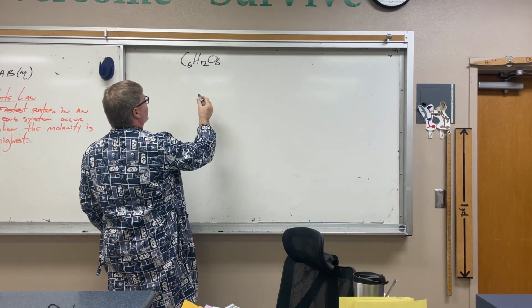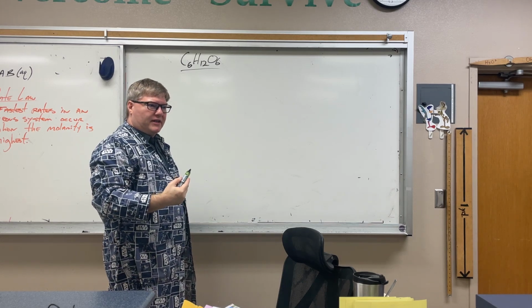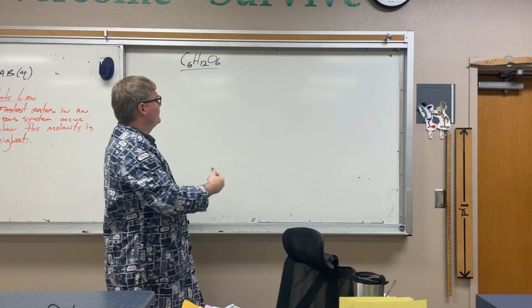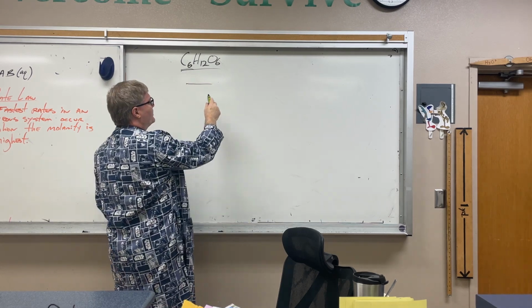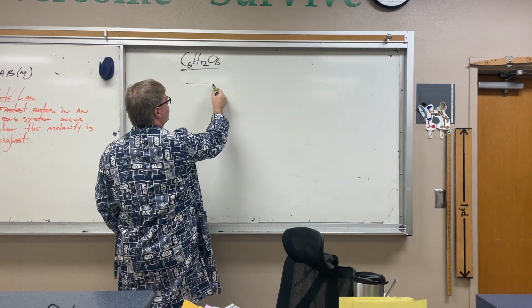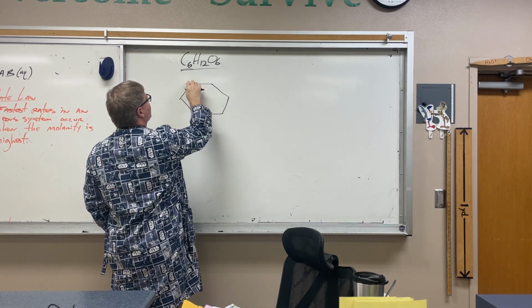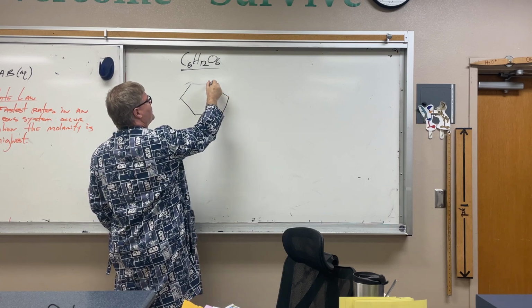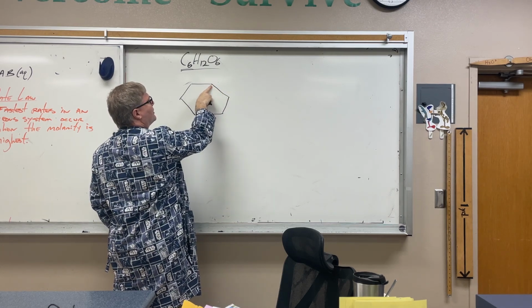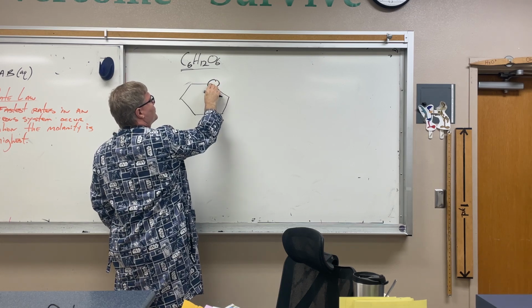And remember, that's its empirical chemical formula. Its structure will be a ring. And since it's a 6-part ring, it's a hexagon. So you draw yourself a hexagon. This corner here is where the oxygen is.